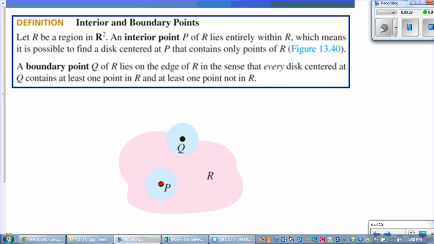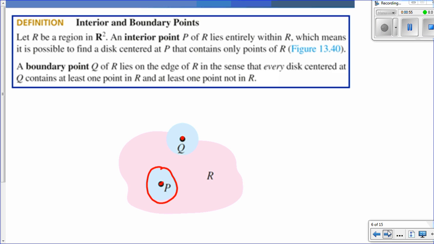P will be an interior point if it's possible to find a disk centered at P that contains only points of R. So if P is an interior point, there will be some disk around it where every point in that disk is contained in R. A boundary point, so Q is a boundary point, means that every disk centered at Q will have at least one point that's in R and at least one point that's not in R. So interior or boundary points.